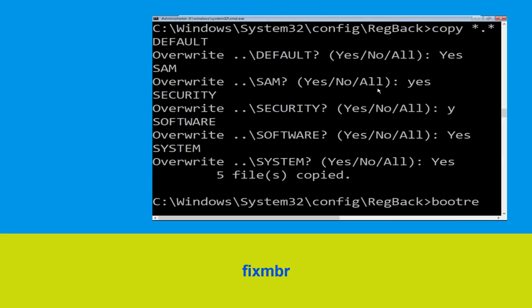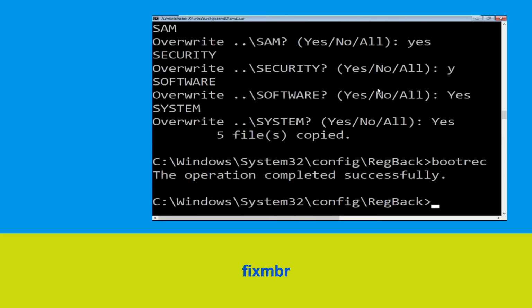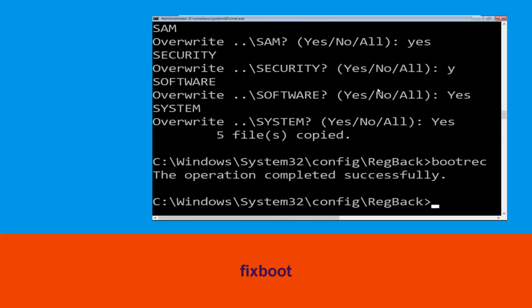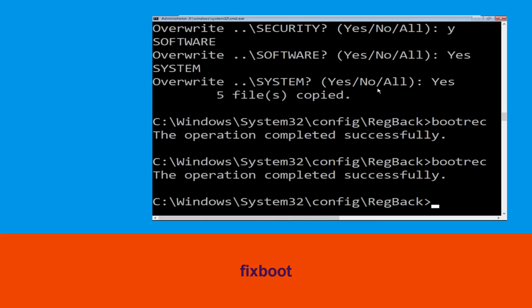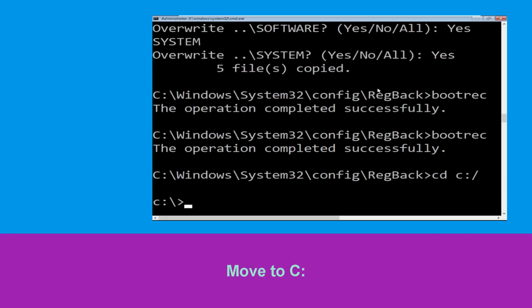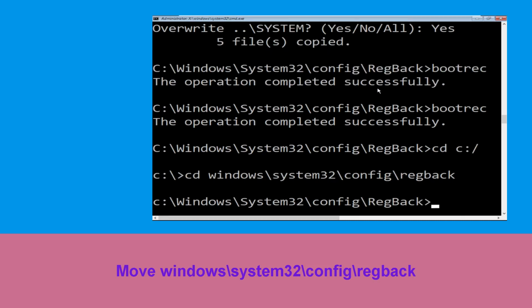Now type bootrec space /fixmbr and simply hit enter. Now type bootrec space /fixboot and hit enter to execute. Now execute this command cd space c:/. Let's execute this command. Type cd space Windows /system32 /config /regback. Then simply we need to hit enter to execute this command.